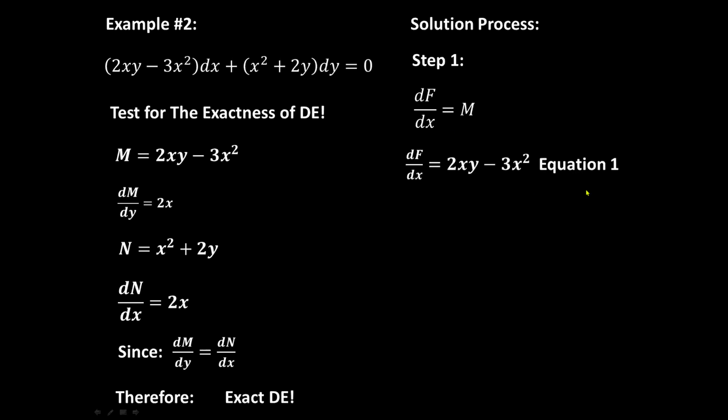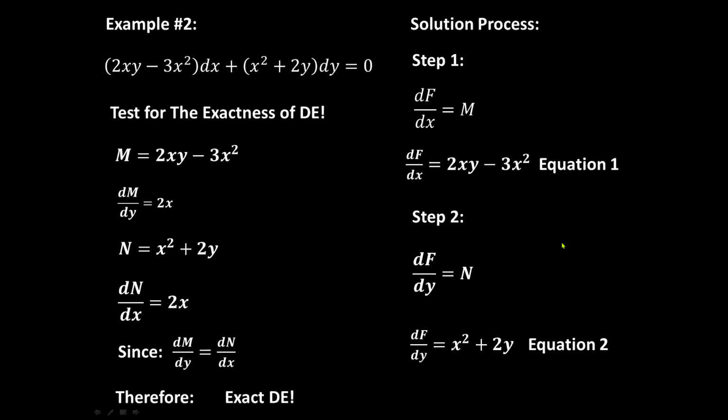Equation 1. How about step 2? Let df over dy equal to N. Okay, so it will then be this one. So step 1 and step 2 are complete. We have equation 1 and equation 2 from step 1 and step 2. We can now proceed to step 3.